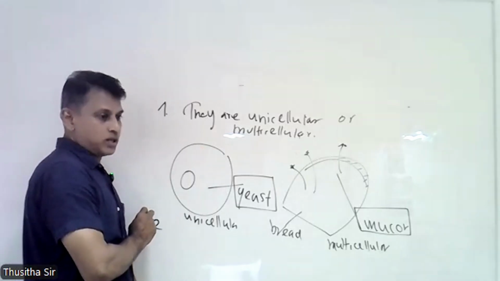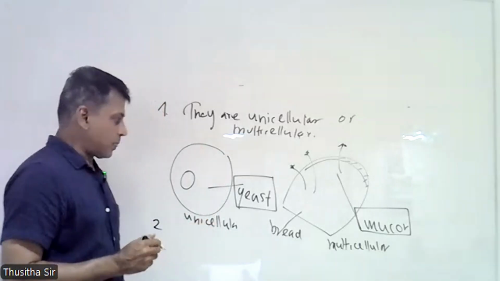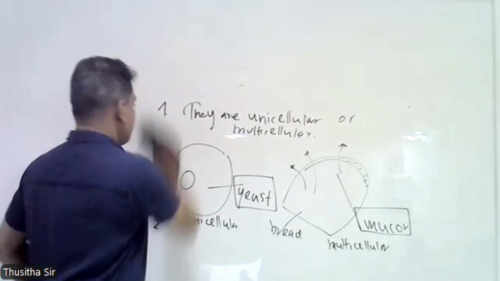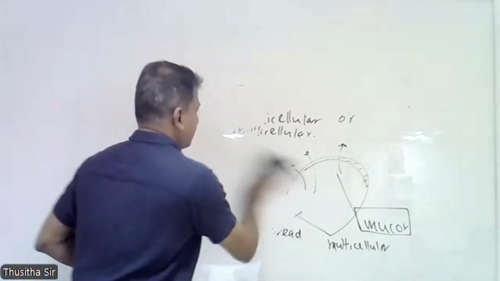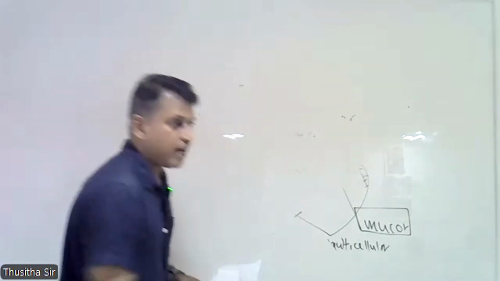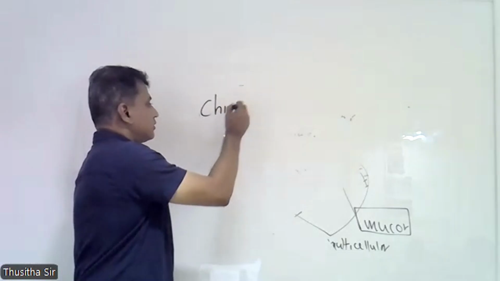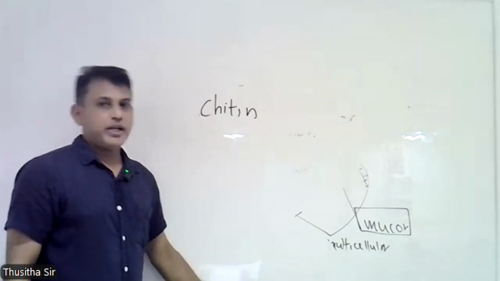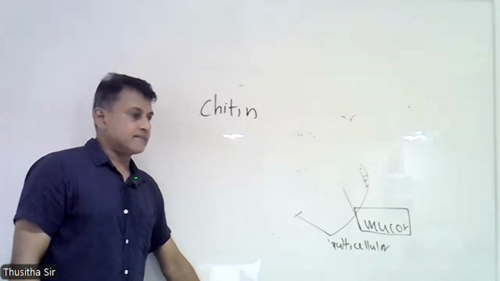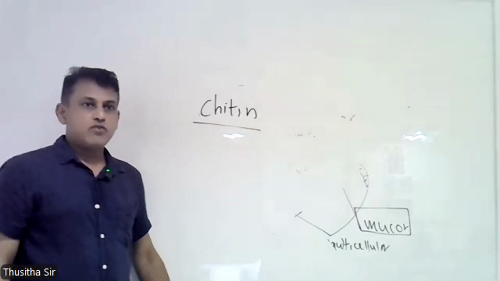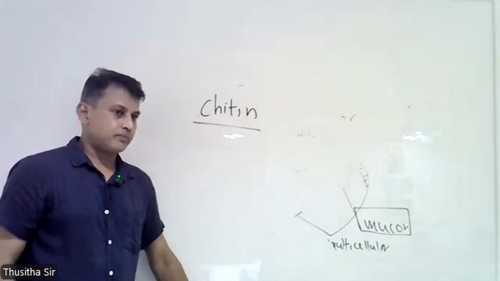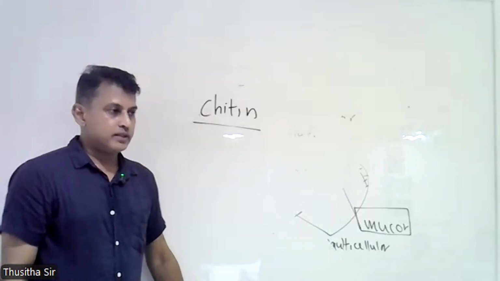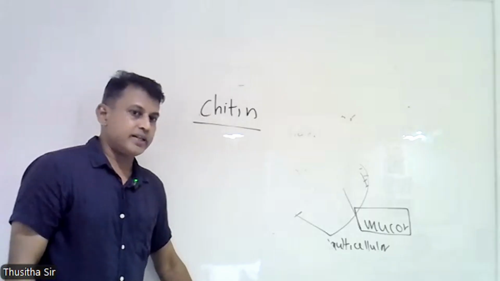They have a cell wall, which is made out of a special substance called chitin. The cell wall is made out of chitin. Chitin.